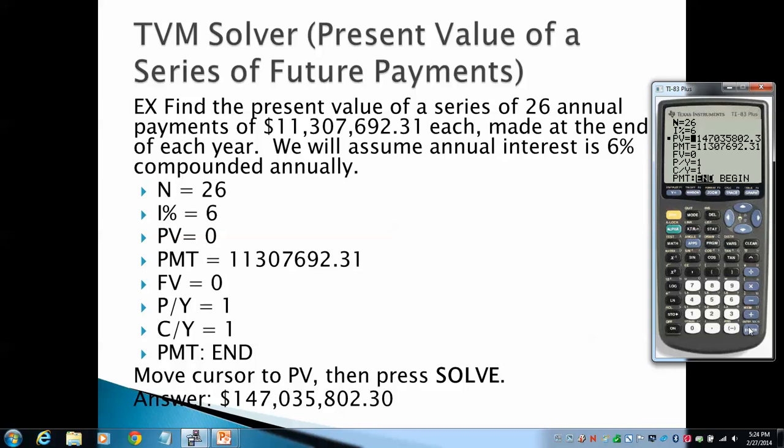Notice what we get. The answer is $147,035,802.30. Notice, too, that it has a minus sign in front of it. That's because it's money that's coming out of our pocket. If we wanted to withdraw $11,307,692.31 every year for the next 26 years, we would first have to deposit $147,035,802.30.